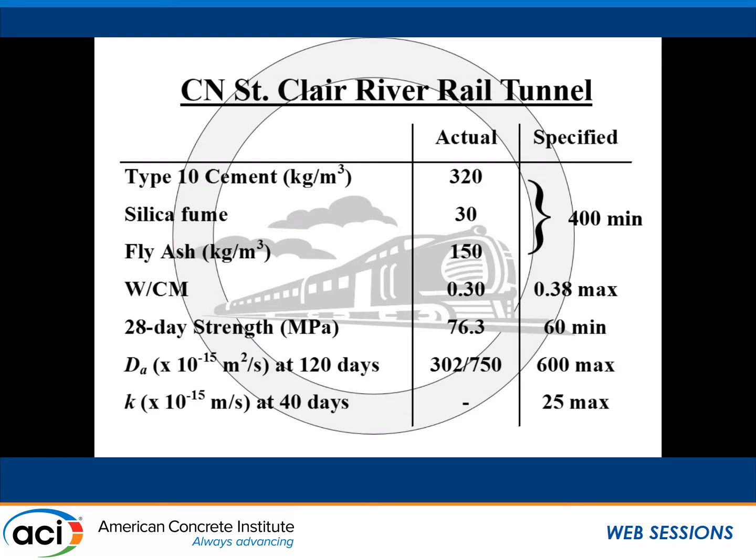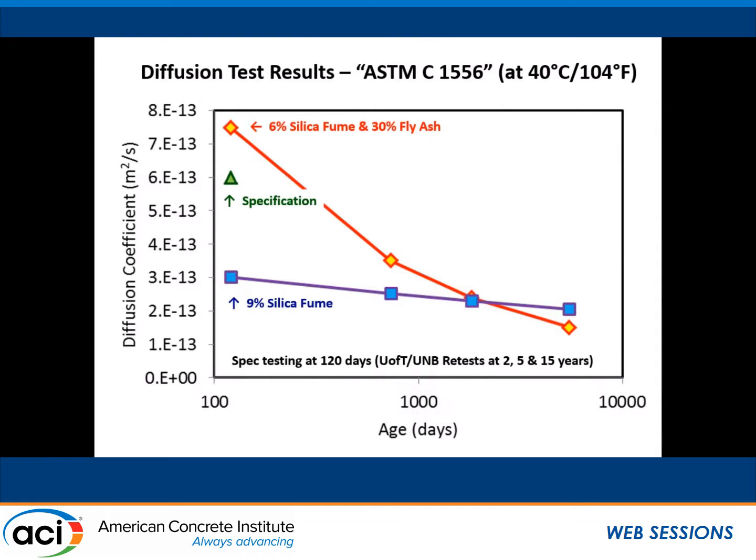By the time you got the diffusion coefficient back, you'd already cast 500,000 of these tunnel lining segments, right? It was a little bit too late to find out that it didn't meet the specification. And in fact, it didn't. It was just over the specification. That 750 value there is the value for the ternary blended stuff. Well, what do you do if you've got 750,000 tunnel lining segments that don't meet the specification? You build the tunnel with them. Fortunately, we were able to get specimens of this concrete, and we tested it over the years.